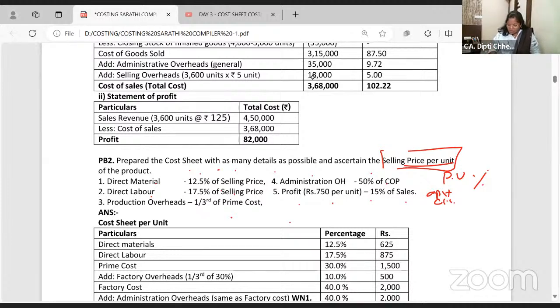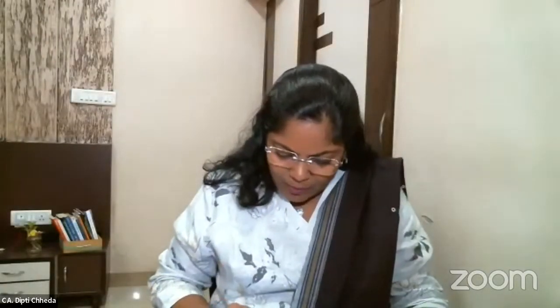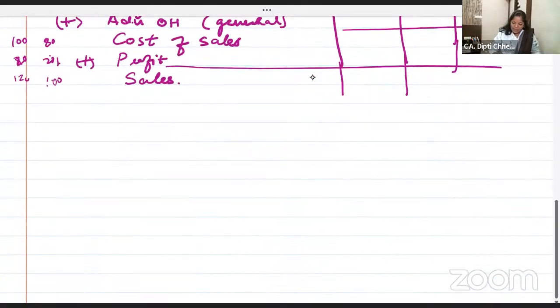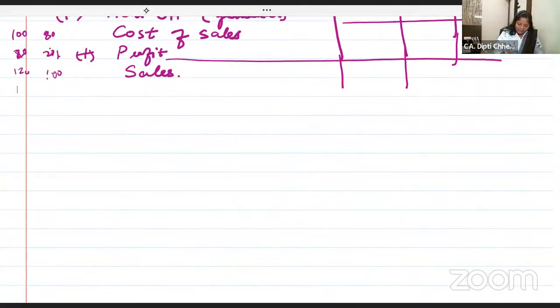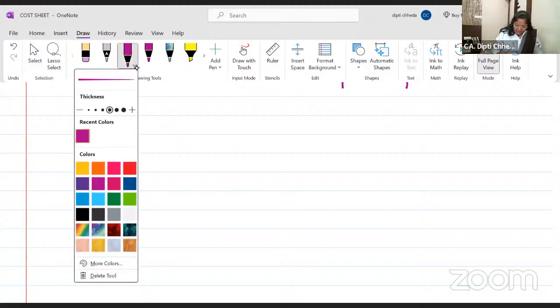It's a beautiful small problem. Let's do it in the notebook. Come on. Shall we do timings also? Shall we maintain? Yeah, I'm also changing the color. I want you all to also do the same thing so that you remember.